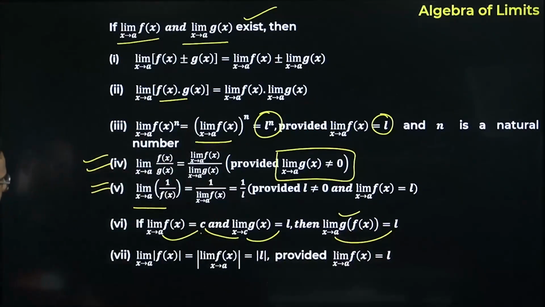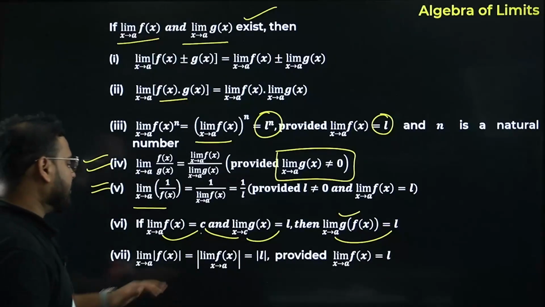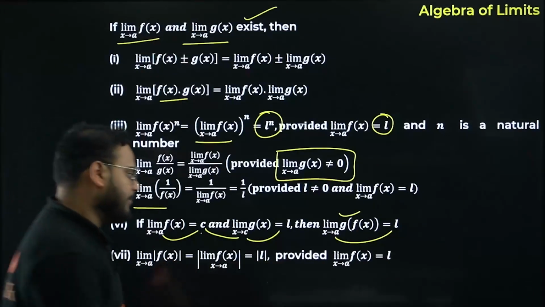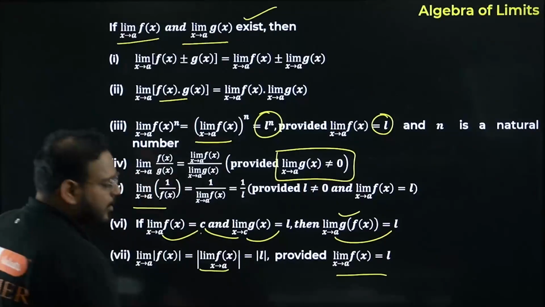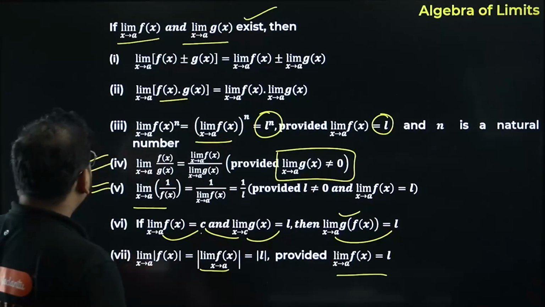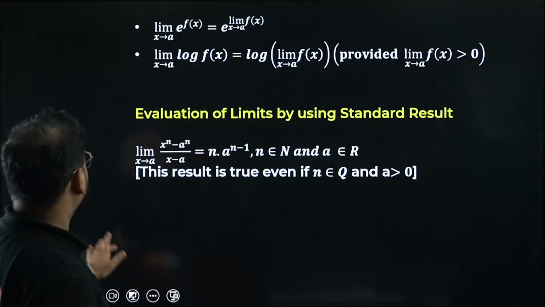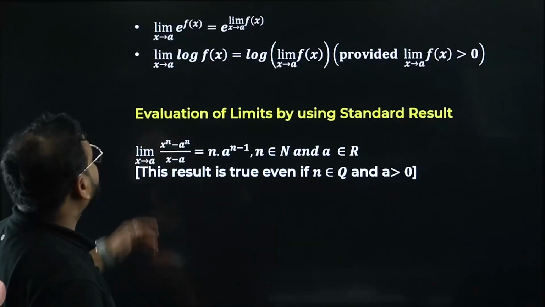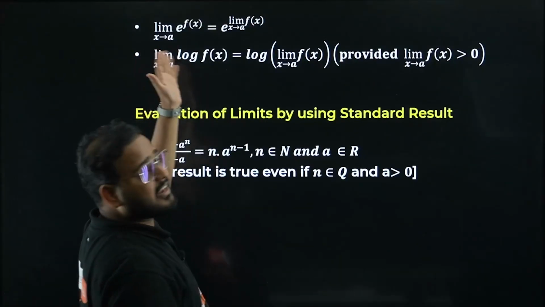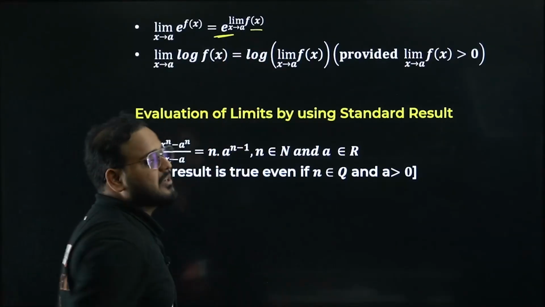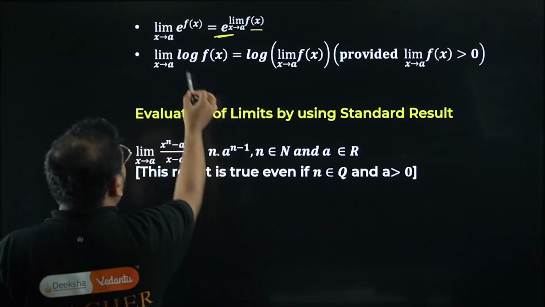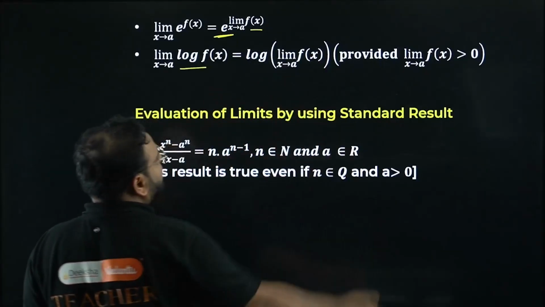The same goes in the case of the modulus function. You take the limit first, L, and then apply the mod on that. It remains the same thing. Moving on, next we have the limit of the function e to the power f(x). Again, what you do is first apply the limit to the function f(x) and then take the exponential power. For log also it is the same thing. You apply the limit first, then you can take the log also.